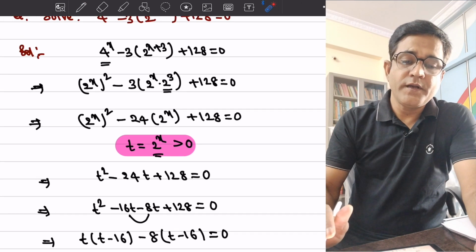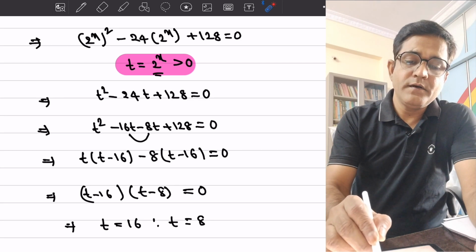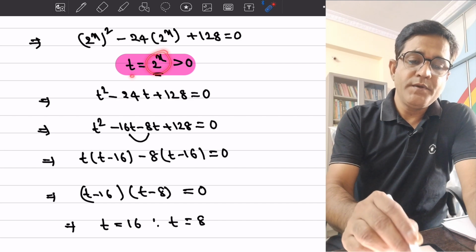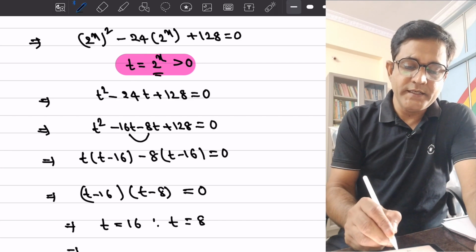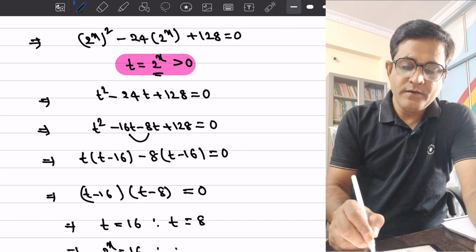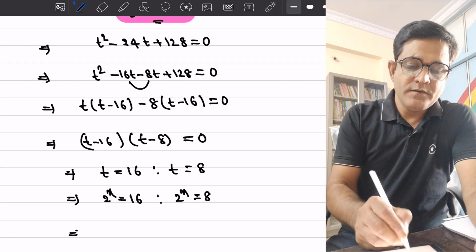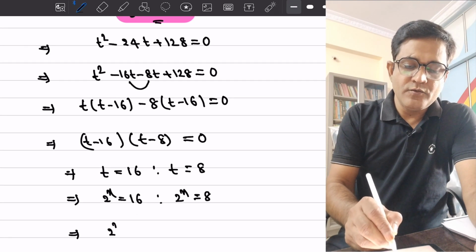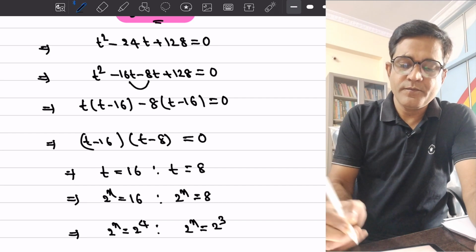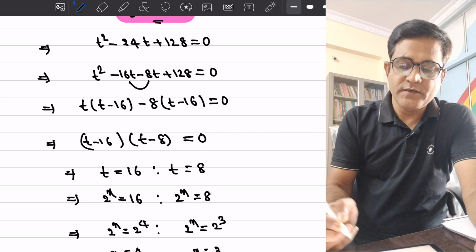But we need to solve for x, not for t. That is why we had taken 2^x equal to t. Therefore, in place of t replace 2^x, because our requirement is x. Therefore, 2^x is equal to 16, and 2^x is equal to 8. That implies 2^x equals 2⁴, and 2^x equals 2³. So, from the first one x is equal to 4, from the second one x is equal to 3.